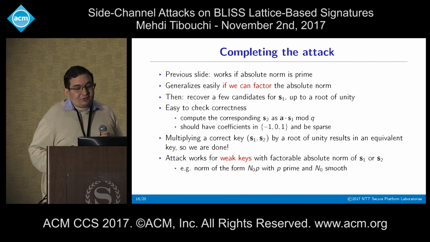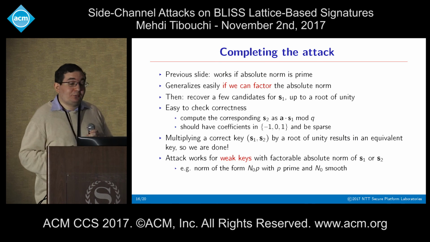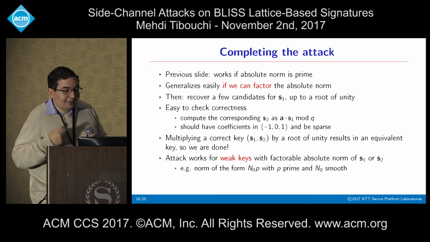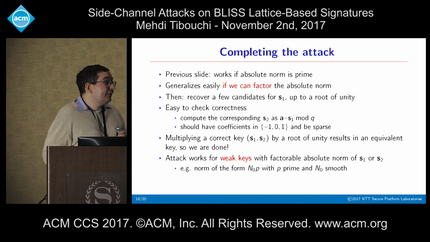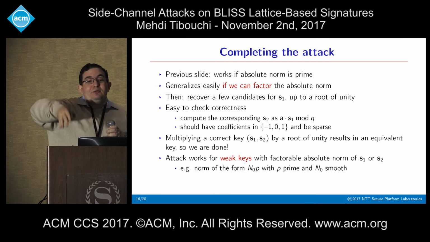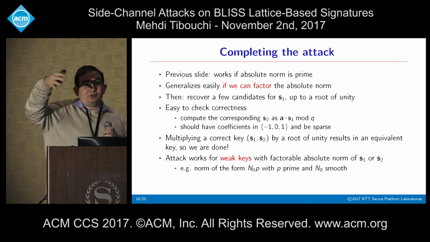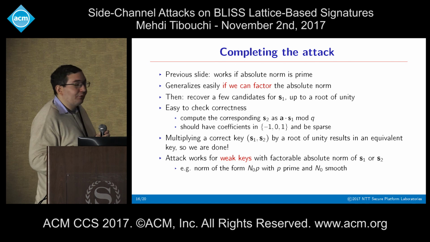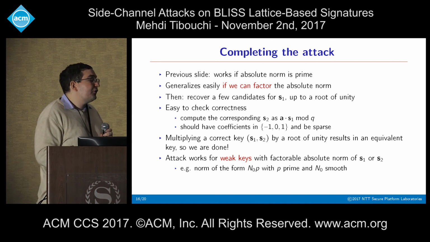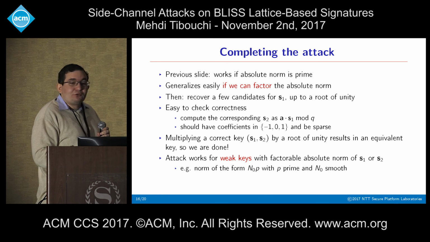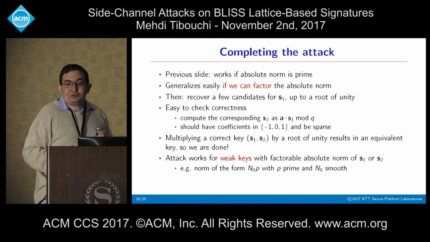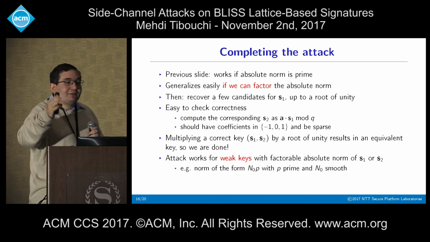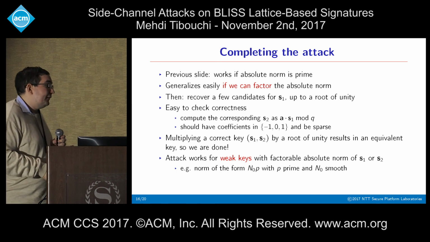This applied if the absolute norm P was a prime, but it generalizes easily as long as you can factor this absolute norm. Then what you get at the end, depending on the factorization, is a small number of candidates for the value S1. It's easy to check if a given candidate is correct. You just compute the corresponding candidate for S2, which is just A times S1, mod Q. This one should have small coefficients and should be sparse. If it is, it's probably correct. And if it's not, you have to try again among the other candidates that you have.